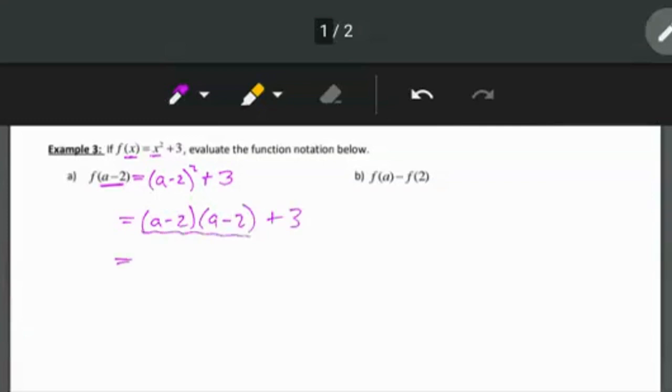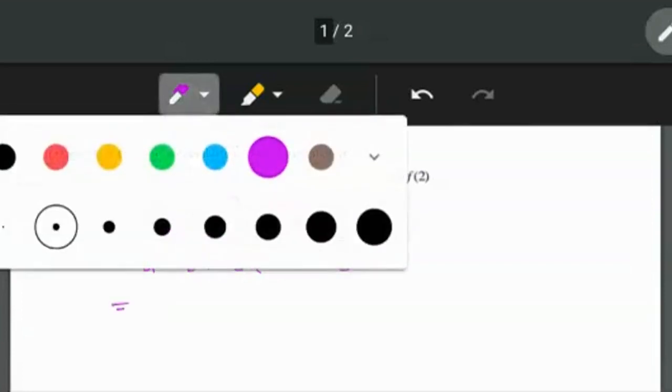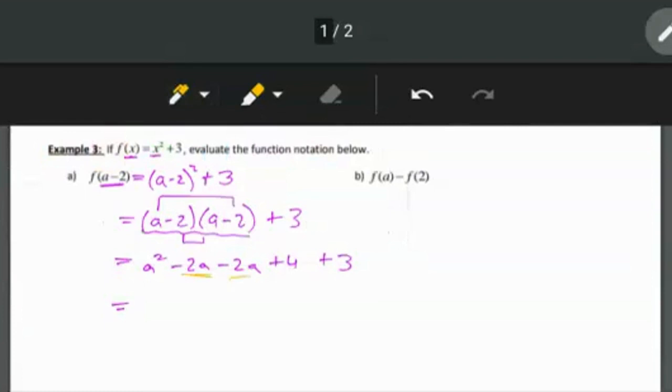Now we need to FOIL this out. a times a is a squared. You get minus 2a. In the middle, you get minus 2a. And then negative 2 times negative 2 is positive 4. And bring down a plus 3. And if we simplify this, we have some like terms. These are like terms. So are these. All right, so we can bring down the a squared. If we add our negative 2a and negative 2a, that's negative 4a. And 4 plus 3 is 7. That would be your final answer, a squared minus 4a plus 7.